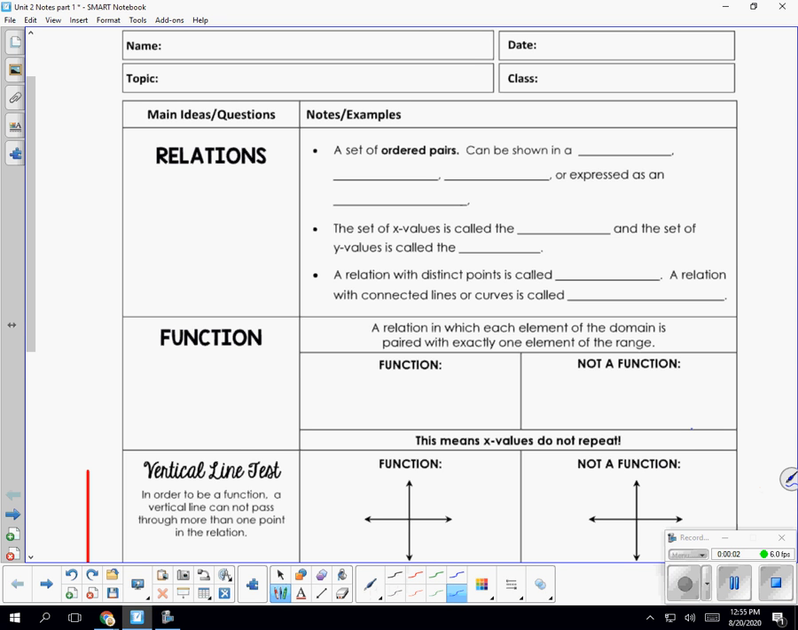Okay, Algebra 2. This is our relations and functions notes. We're talking about a set of ordered pairs. These ordered pairs can be shown as a table, as a mapping diagram, as a graph, or expressed as an equation.